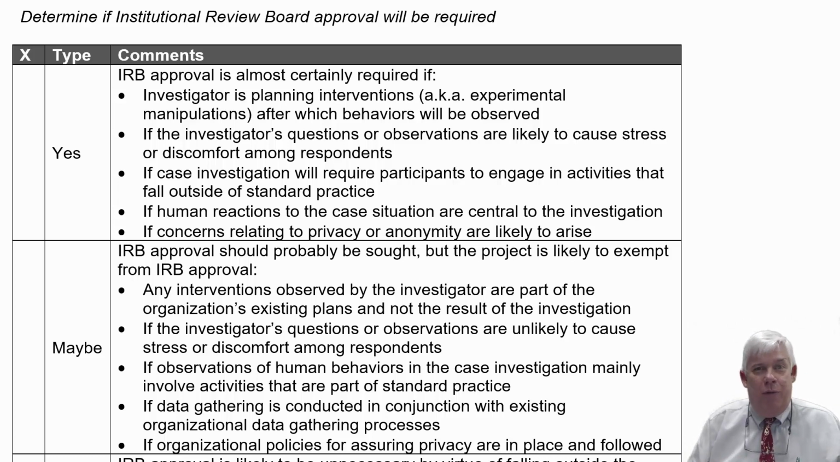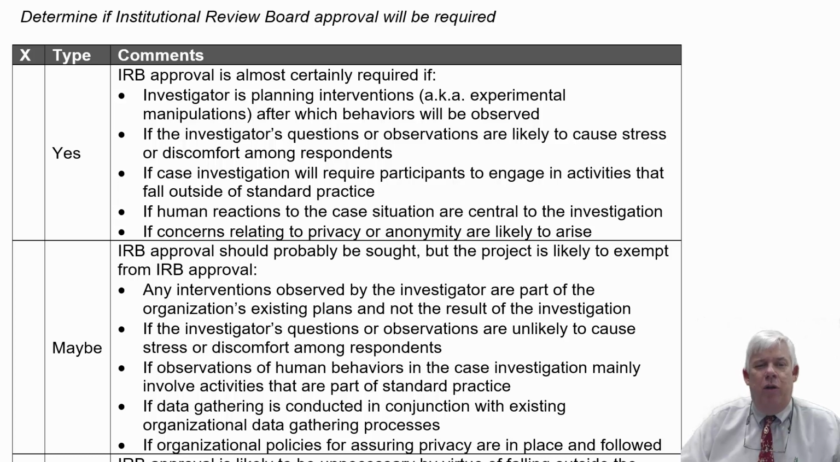That doesn't mean they won't approve it. It just means that they are going to want to look at it. They do not want to be ignored. If the questions you're asking deal a lot with feelings, or if they're likely to cause stress to the people being interviewed, that would be another situation where the IRB is really likely to want to give its input into your research protocol.